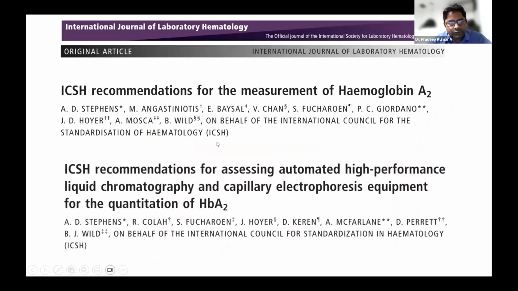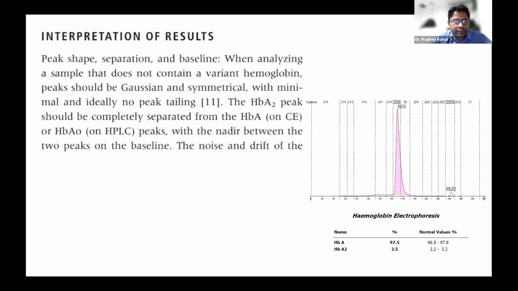These are two articles which we would always recommend if we are starting to learn about hemoglobin A2, because they speak a lot about how exactly the quantification should be, what are the variations that can happen, what are the pre-analytics that we have to be aware of. They're wonderfully written articles, about 5 to 7 pages, and you can just go through both of them. And in the same article, they speak about how the peak of HbA2 should be.